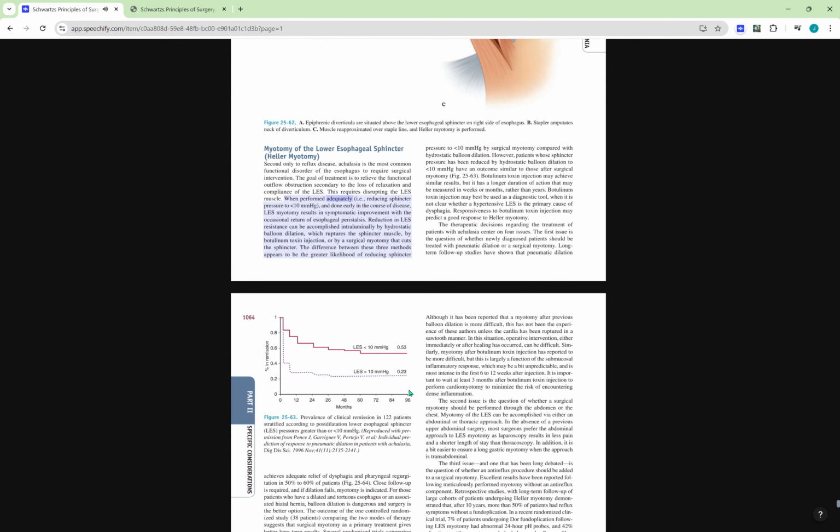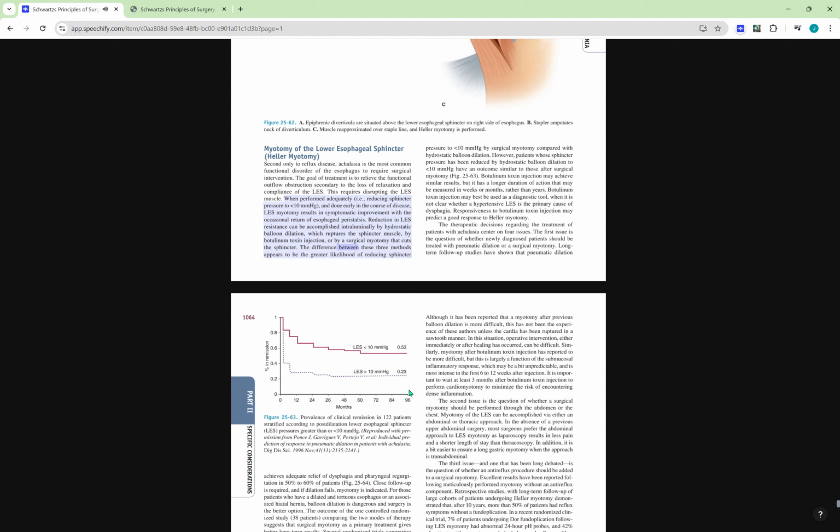When performed adequately and done early in the course of disease, LES myotomy results in symptomatic improvement with the occasional return of esophageal peristalsis. Reduction in LES resistance can be accomplished intraluminally by hydrostatic balloon dilation, which ruptures the sphincter muscle, by botulinum toxin injection, or by a surgical myotomy that cuts the sphincter.